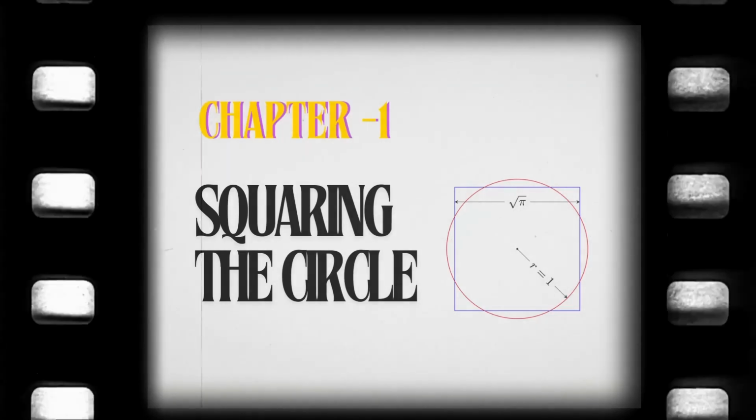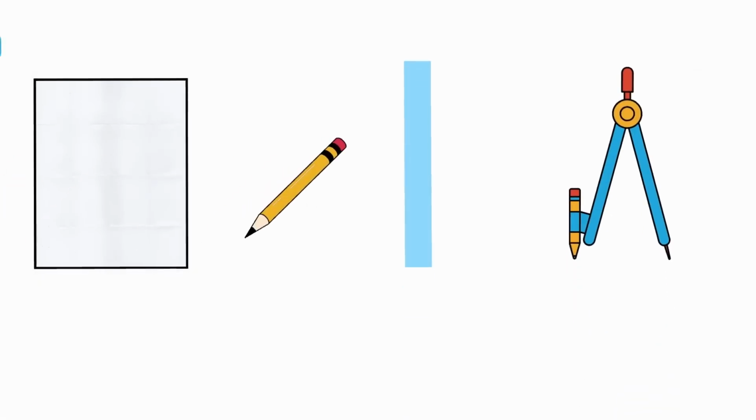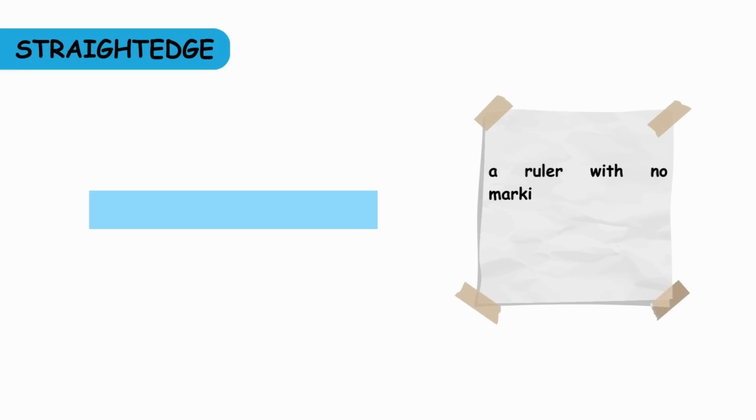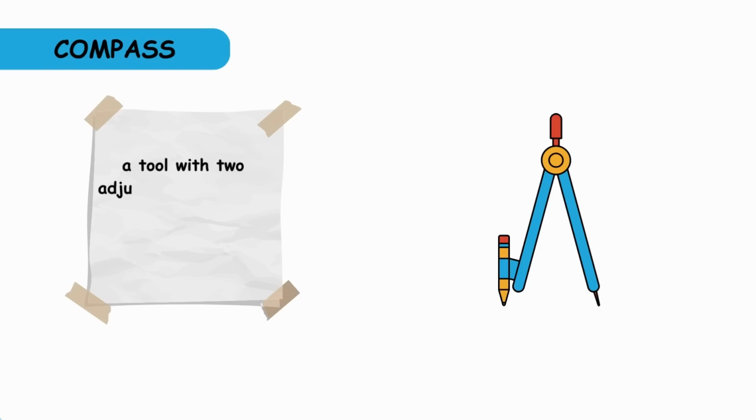Squaring the circle. We begin with a sheet of paper, a pencil, and only two other tools. The first is a straight edge, a ruler with no markings that you can lay on the paper and draw lines and line segments against. The second is a compass, a tool with two adjustable arms that can be used to draw circles and circular arcs.